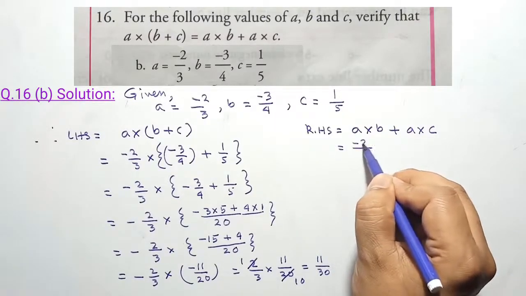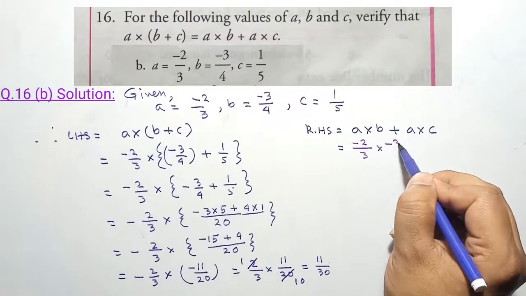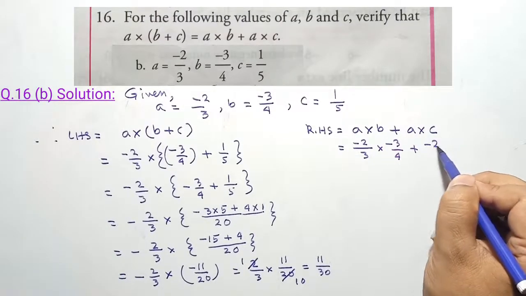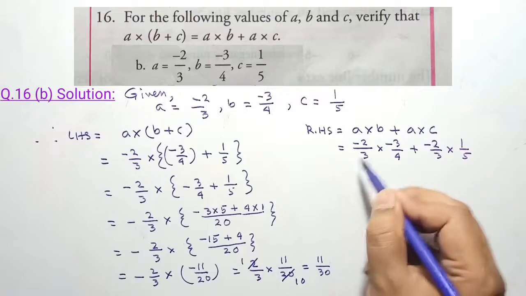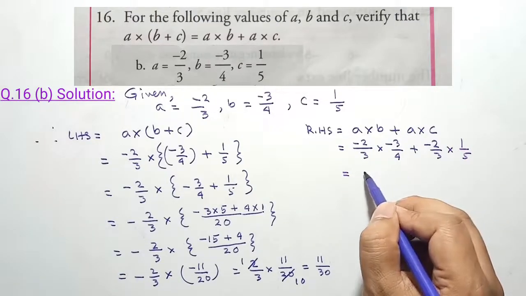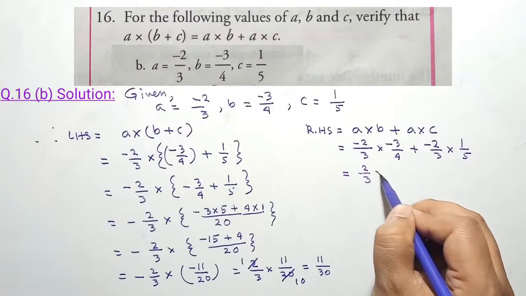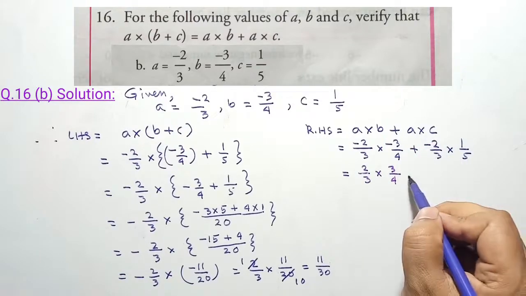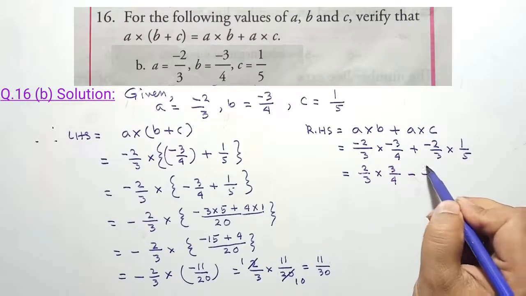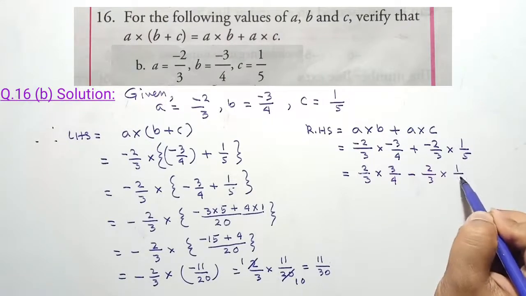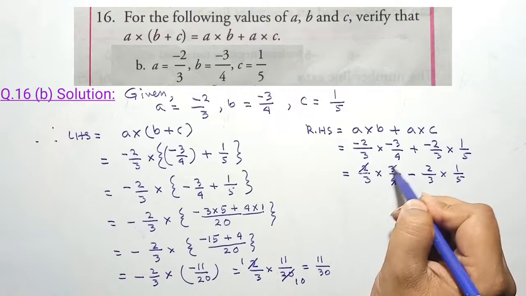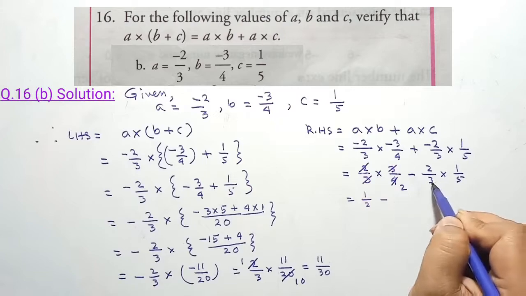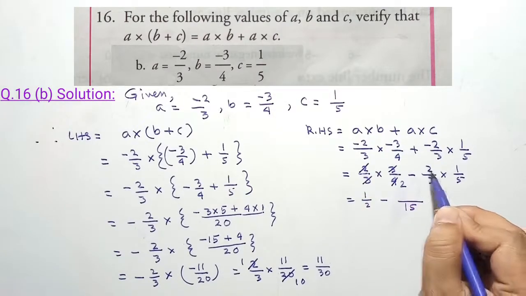So A value is minus 2 by 3 into B value is minus 3 by 4 plus A value is minus 2 by 3 into 1 by 5. This minus and this minus became plus, so 2 by 3 into 3 by 4, plus and minus became minus, and 2 by 3 into 1 by 5. 2 2s are 4, 3 1s are 3. Therefore 1 by 2 minus 3 5s are 15 and 2 1s are 2.